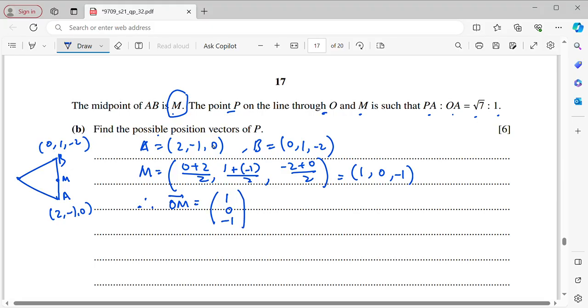Now, since P is on the line through O and M, I need to find OP. P is on the line through O and M. Then I have to find my direction vector.